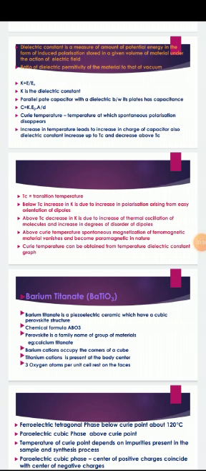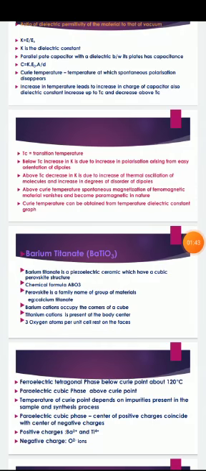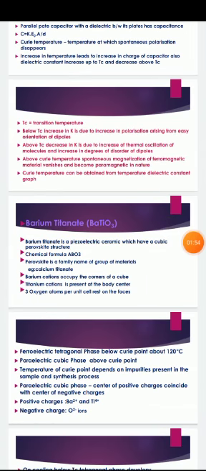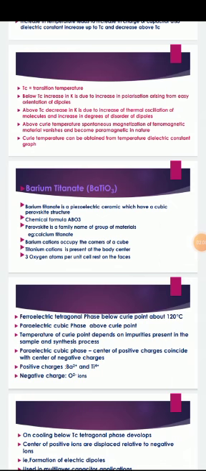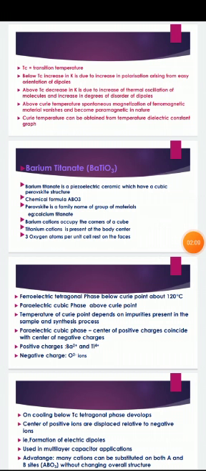It is the temperature at which spontaneous polarization disappears. An increase in the temperature leads to an increase in the charge of the capacitor. Also, the dielectric constant increases up to Tc and it decreases above Tc. This Tc is the transition temperature. Below Tc, the increase in dielectric constant is due to the increase in polarization arising from easy orientation of dipoles. And above Tc, the decrease in dielectric constant K is due to the increase of thermal oscillation of molecules and the increase in the degree of disorder of the dipoles.